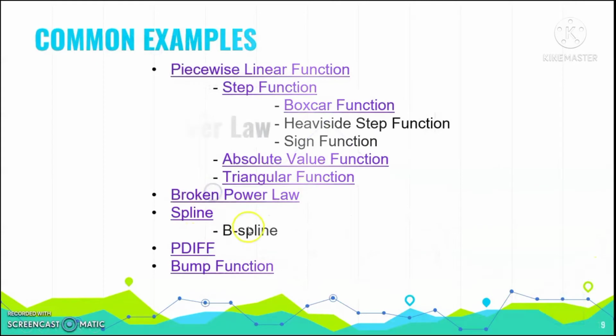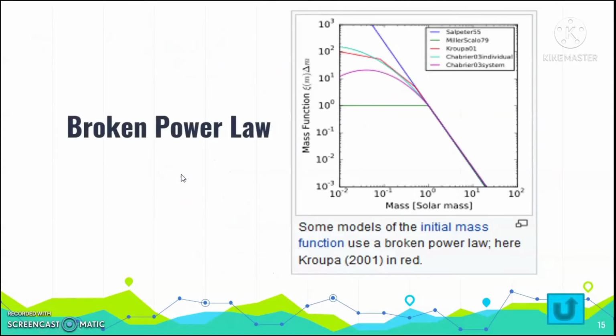Next, we have the broken power law. So we have here an illustration for the broken power law. Some models of the initial mass function use a broken power law, here Kroupa 2001 in red. As you can see, we have the green part here that is a constant function. And then we have the pink one, a curve which is a quadratic function. And then we also have a quadratic function here. And then the blue one is a linear function.